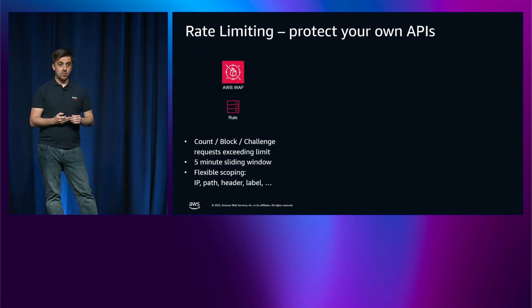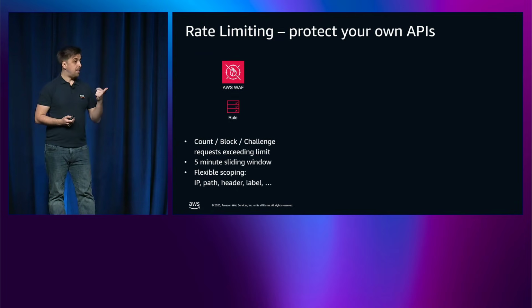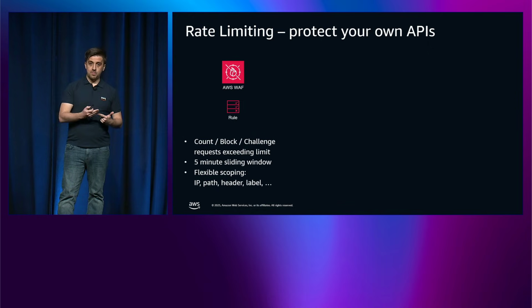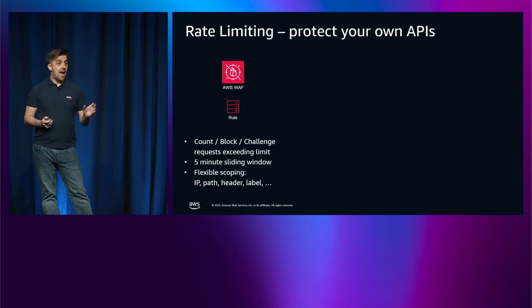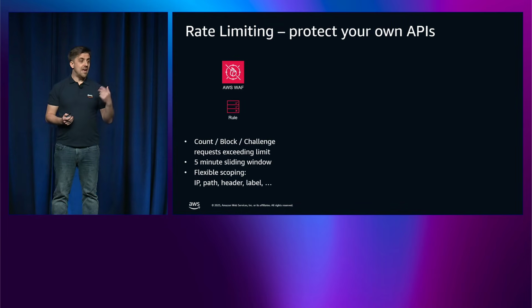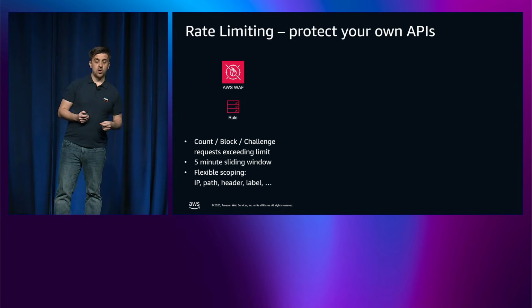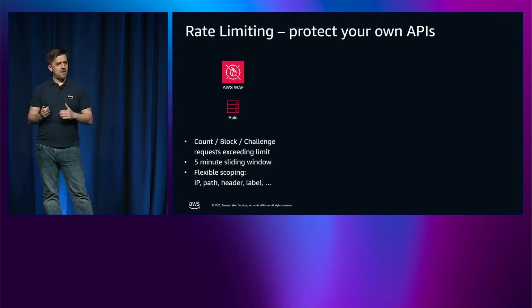And here you can react with counting the requests to just get a picture of what is happening currently, blocking any requests that are being too much, or challenging them with a captcha, for example. And you can do that on a 5-minute sliding window. This is very important to remember. You're not very flexible with the timing here. It's always the 5-minute window that you are going. But you can scope it very flexibly. You can look at the IP, the path, the header, and a combination of all of these to decide this is now too many requests coming from that source.